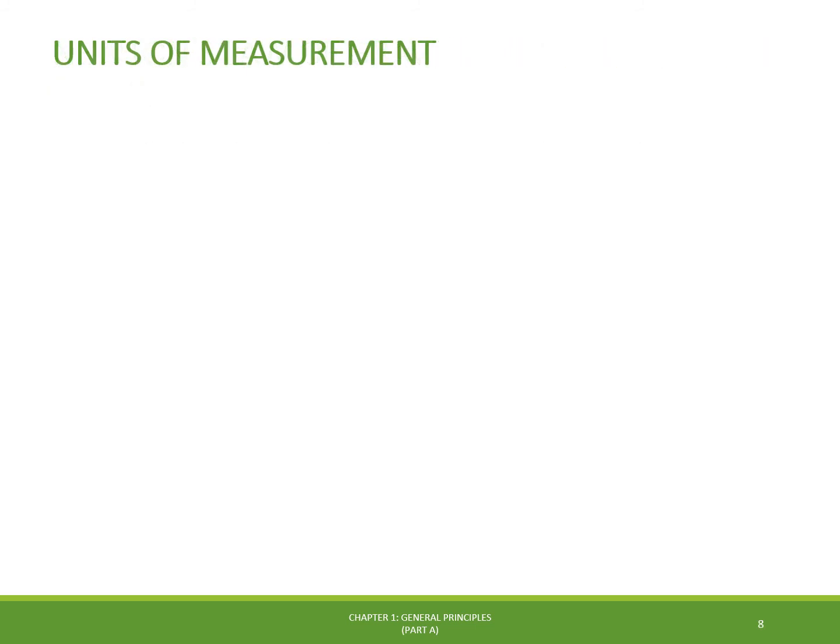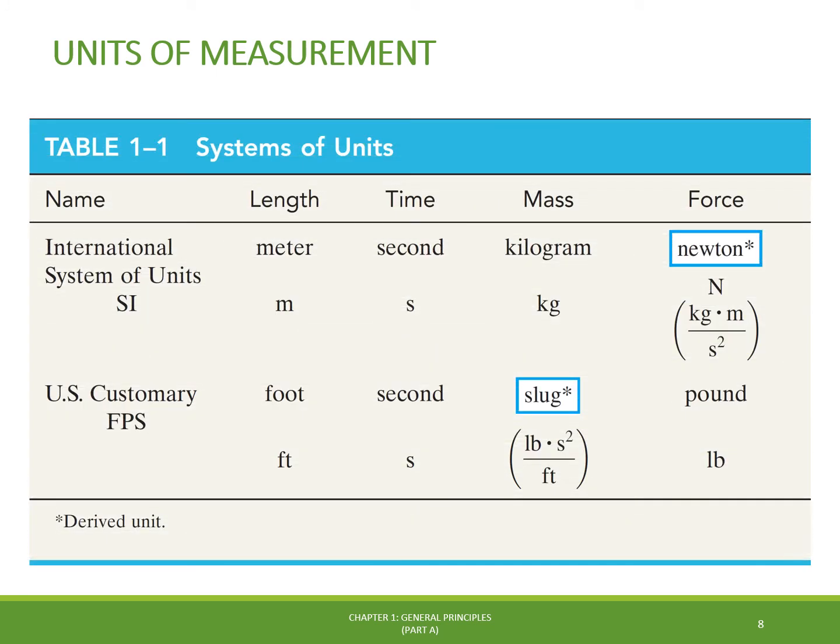After introducing the basic quantities, it's time now to present the units of measurement we are going to use to quantify those basic quantities. This table shows the units used to express the four basic quantities in the International System of Units, or simply SI, or in the United States Customary System, also known as FPS or Foot-Pound-Second System. It's important to observe that each system has its own unit derived from the other three basic units.